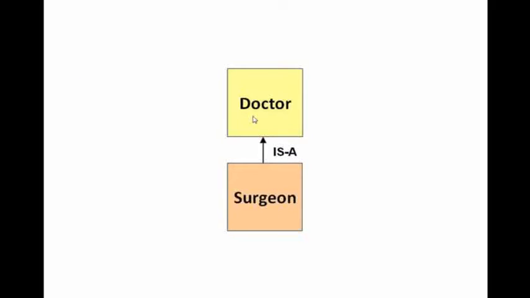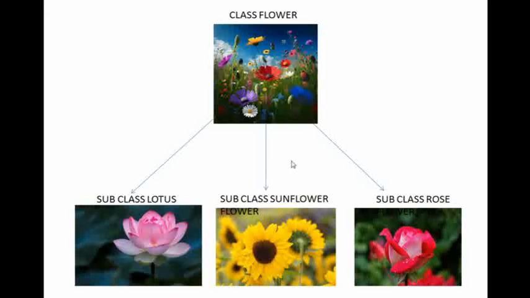Now this is a representation of inheritance as well. Doctor. Under doctor you have what? Surgeon. If a person is a surgeon, he has to be a doctor. So this is related, and this is also an example of inheritance. Unless you are a doctor, you cannot be a surgeon, right? This is another example. This is the flower class. Under it come lotus, sunflower, and rose.